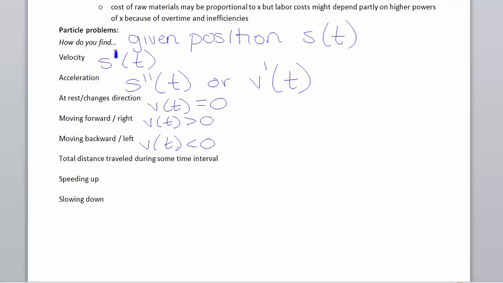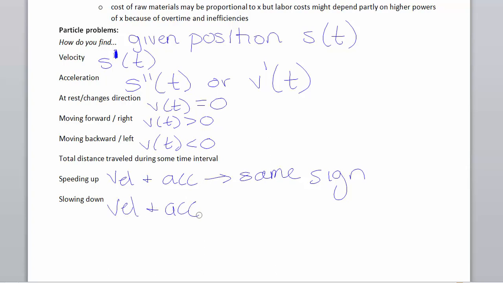Speeding up and slowing down is a little bit harder. Speeding up is when velocity and acceleration have the same sign. They're either both positive or both negative. Both positive means I'm going to the right and speeding up. Both negative means I'm going to the left and speeding up. Slowing down is when velocity and acceleration have opposite signs. So this is kind of the key to how to do it.